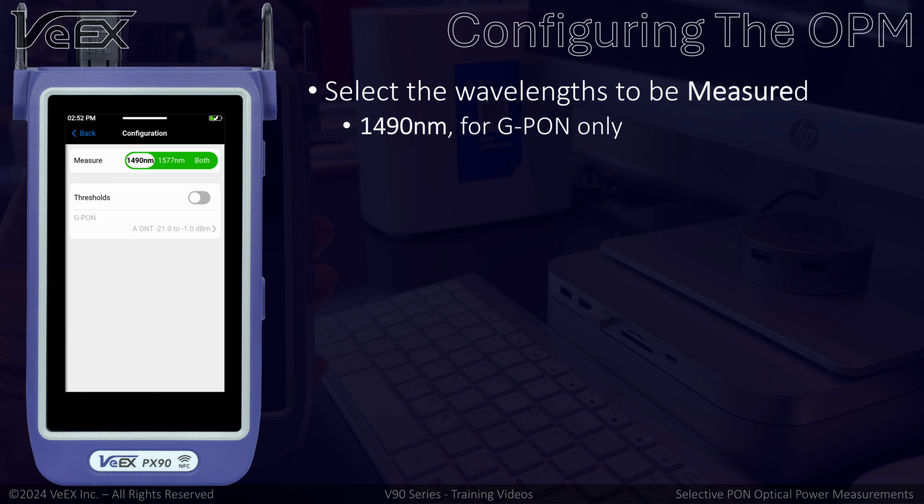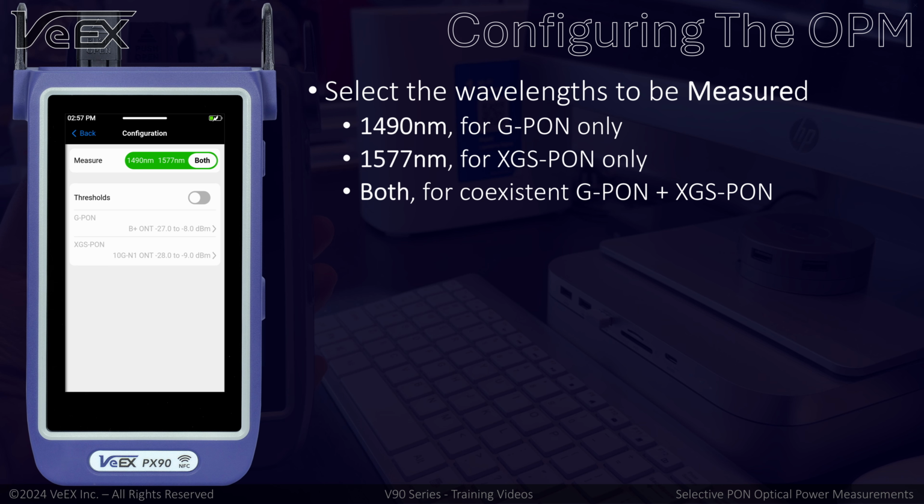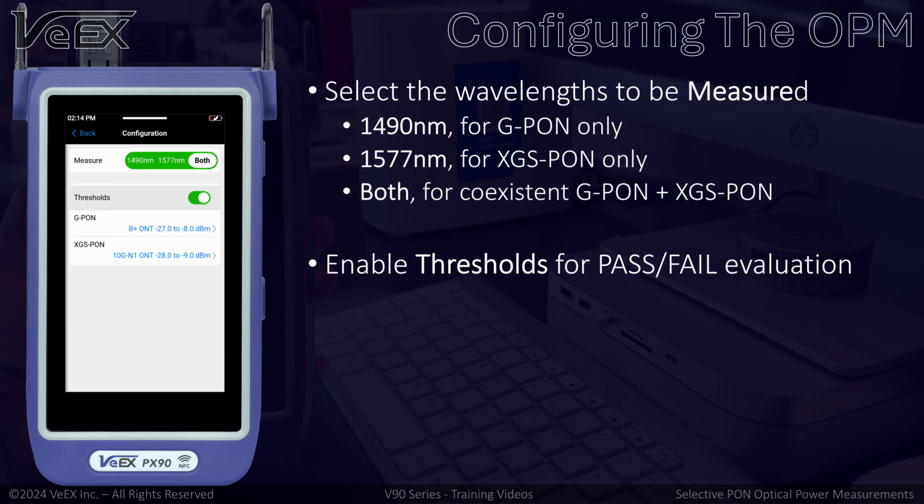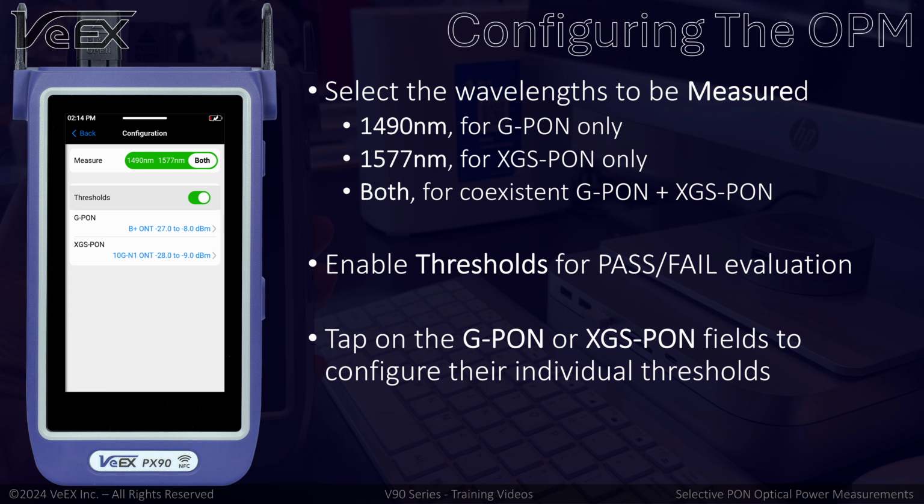First, select if you are going to measure 1490 nanometer GPON only, 1577 nanometer XGS PON only, or both 1490 and 1577 coexisting PON signals. Coexistence means that there are two or more types of PON, as well as some other signals, present on the fiber drop under test. It is recommended to enable the thresholds, to let the test set perform pass or fail evaluations for the optical signal levels being measured.